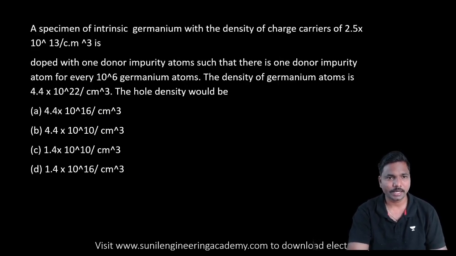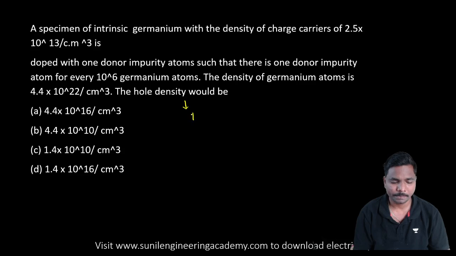Coming to the next question: a specimen of intrinsic germanium with a density of charge carriers of 2.5 into 10 power 13 per centimeter cube is doped with a donor impurity such that there is one donor impurity atom for every 10 power 6 germanium atoms. The density of germanium atoms is 4.4 into 10 power 22 per centimeter cube. The hole density is dash. So they are asking for p.